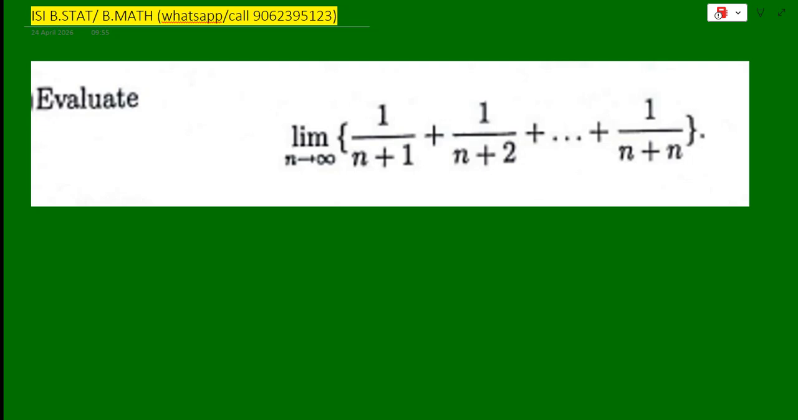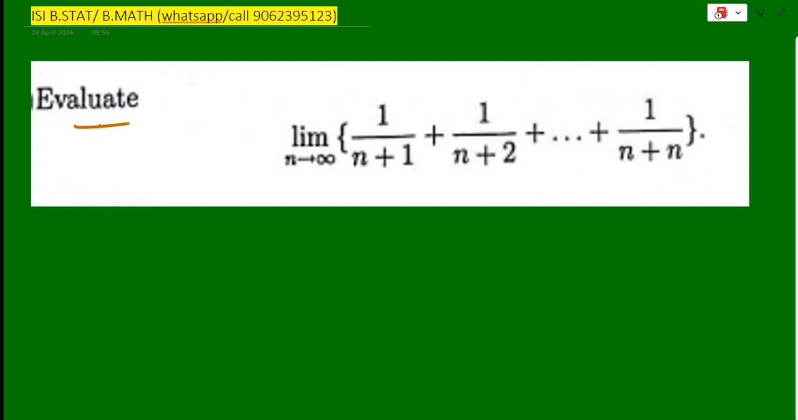Alright everyone, so today we are tackling a classic from the ISI BStat BMath entrance. And for those who don't know, ISI, that is the Indian Statistical Institute, is the Hogwarts of mathematics in India. Okay, so let's go to the question first.